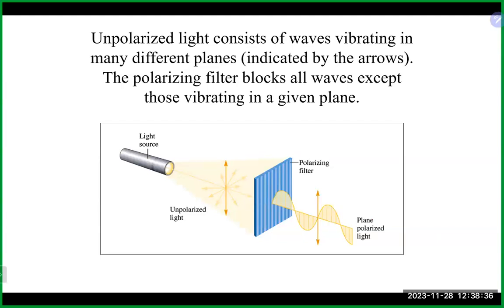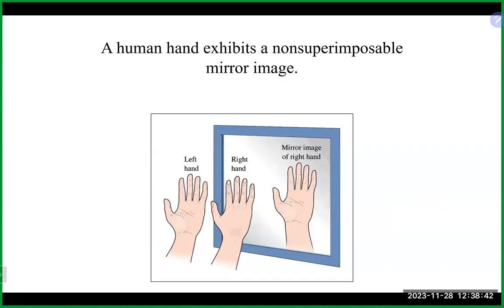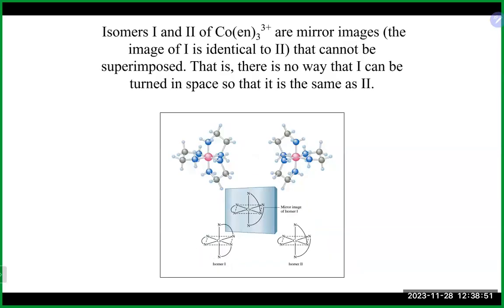Unpolarized light consists of waves vibrating in different planes. When you have these chiral molecules, like your hand example, they are able to rotate plane polarized light, and you can also measure the angle at which they rotate that light.